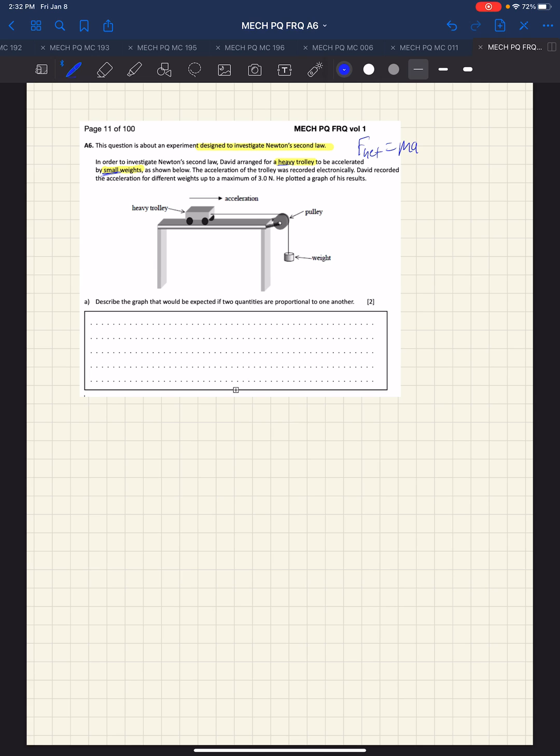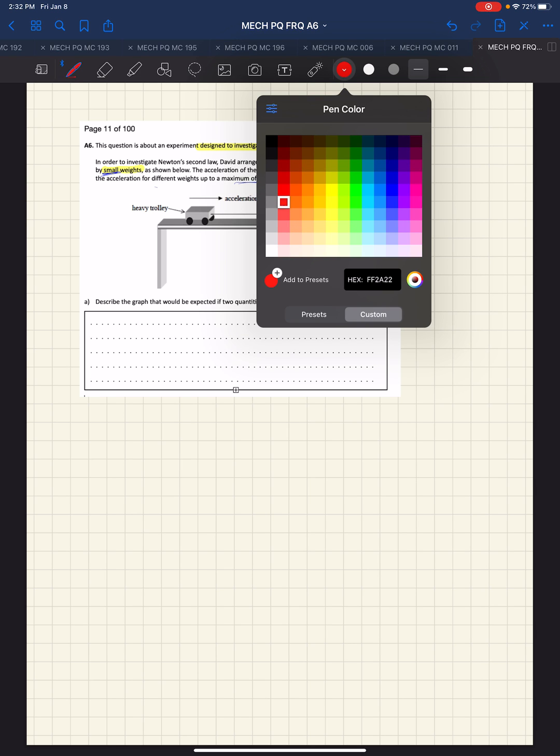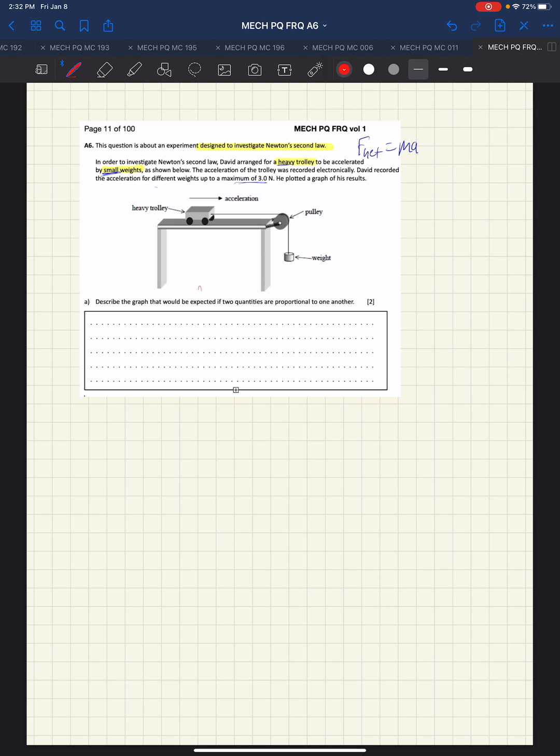Acceleration of the trolley has been recorded electronically. David recorded the acceleration for different weights up to a maximum of 3 newtons. He plotted a graph of his results. Drawing free body diagrams right now will be helpful to us.